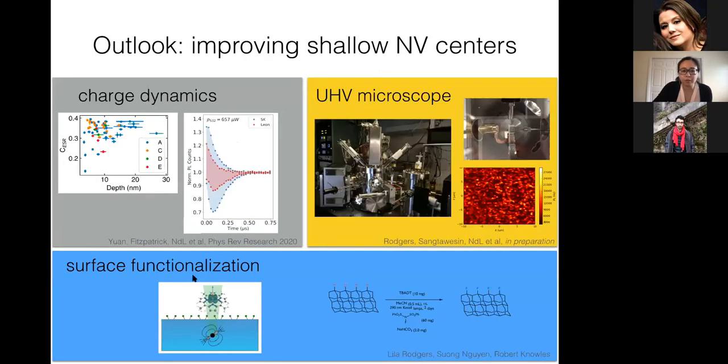So there's a number of other activities in my group that I'm not talking about today, all revolving around shallow NV centers. We've been working on, I mentioned this briefly, charge dynamics of shallow NV centers. And then we are also working on an ultra high vacuum microscope with a surface science and preparation chamber attached. I think the students are actually baking it out right now. And separately, we've also been working on trying to do surface functionalization of diamond to try to bring these targets very close to the NV center.